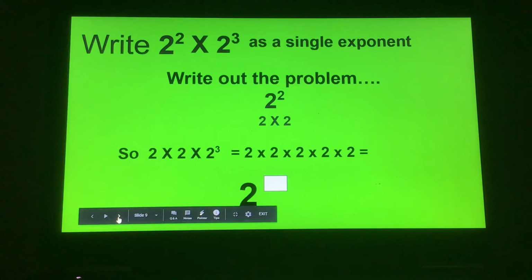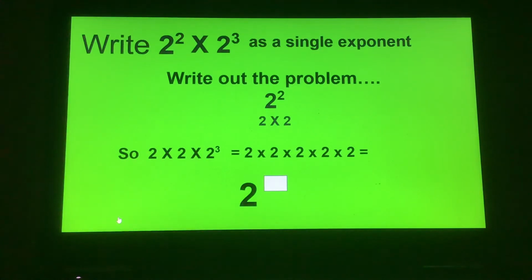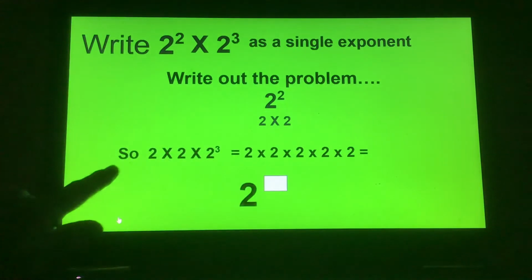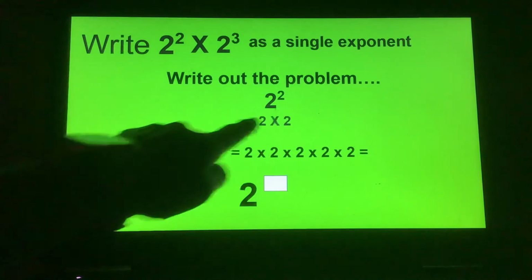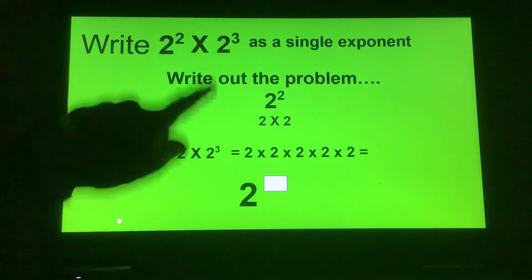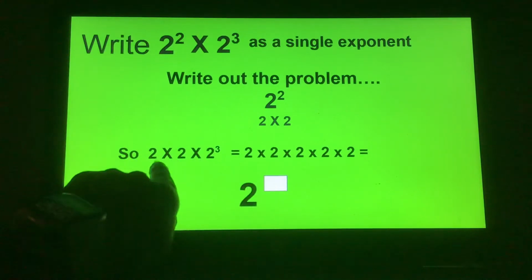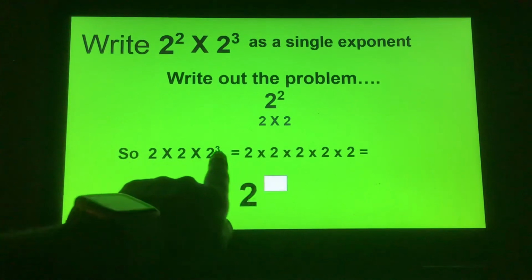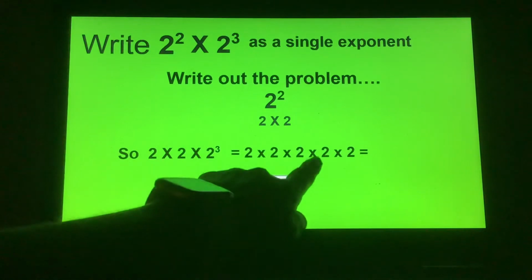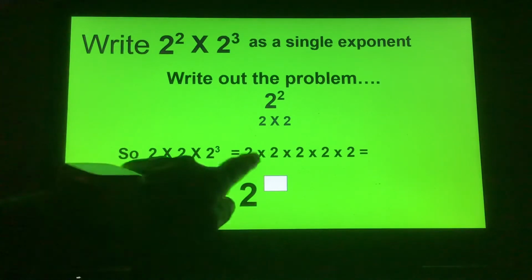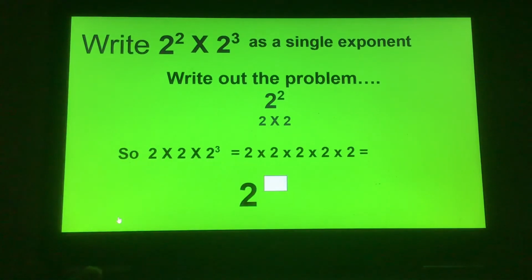And write 2 to the 2nd power times 2 to the 3rd power as a single exponent. Write out the problem. So 2 to the 2nd power equals 2 times 2. So 2 times 2, I'm just copying it over here, times 2 to the 3rd. So 2 times 2, that was what we had, just transferred here. And then 2 to the 3rd power, so 2 times 2 times 2. So what would the exponent be for that? So count out the number of 2's multiplied here.